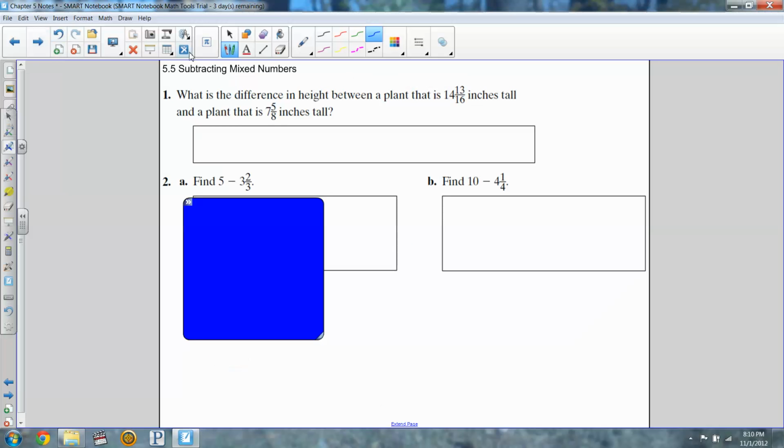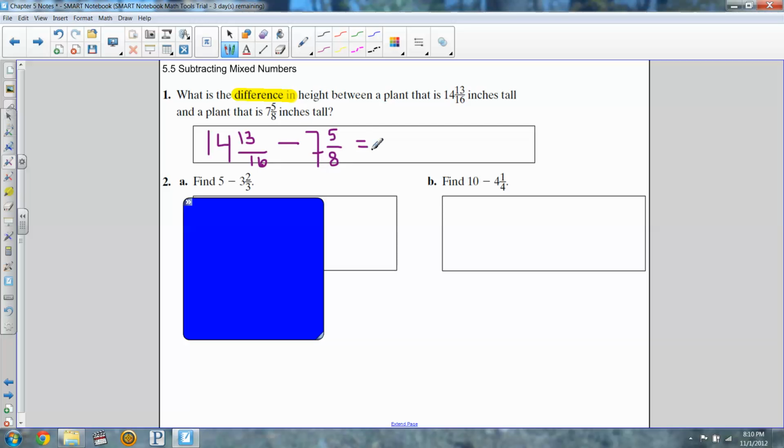All right, let's do a few quick check problems here. So this little problem here, keyword is difference. Difference tells me I'm going to be doing a subtraction problem. So I'm going to be taking 14 and 13/16, and I'm going to subtract 7 and 5/8.